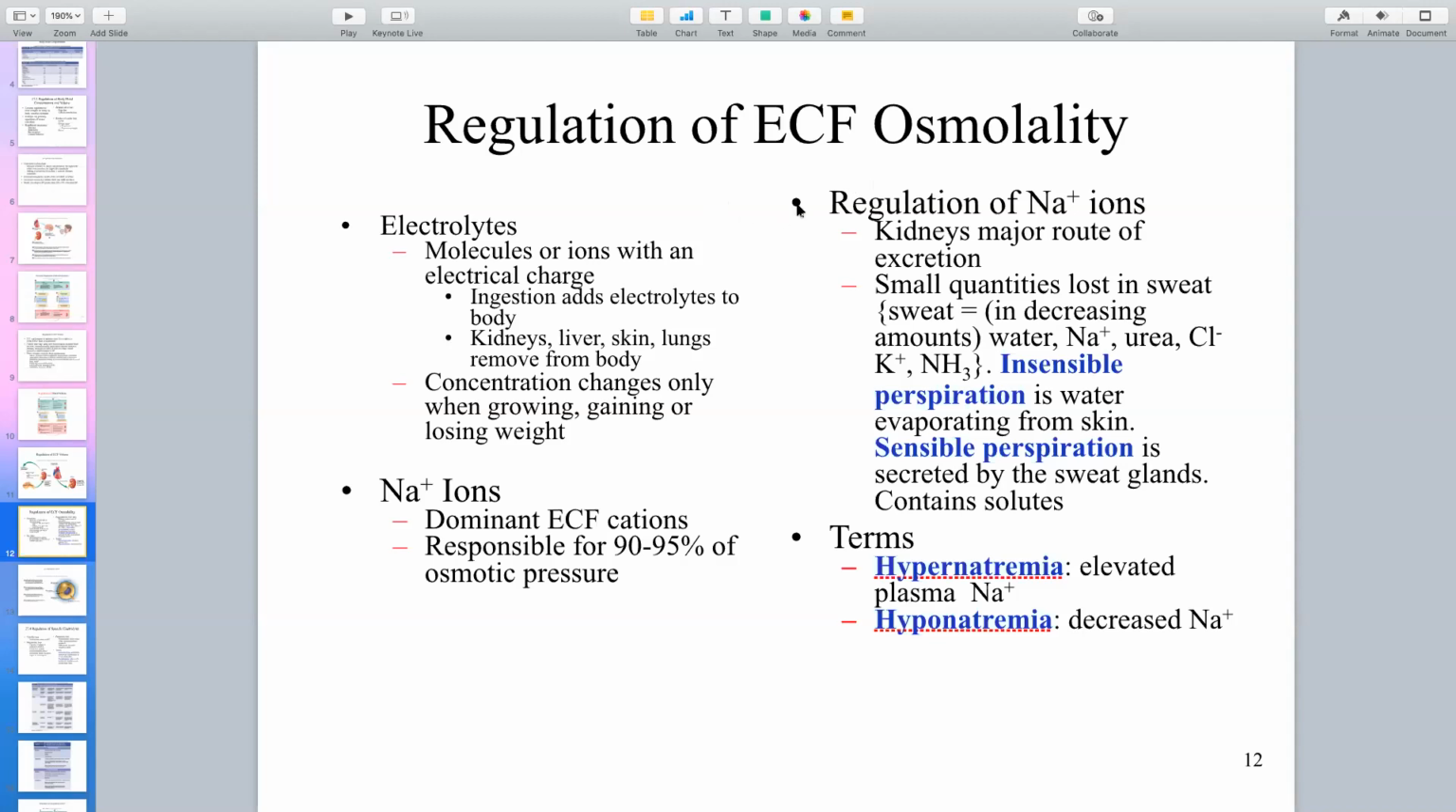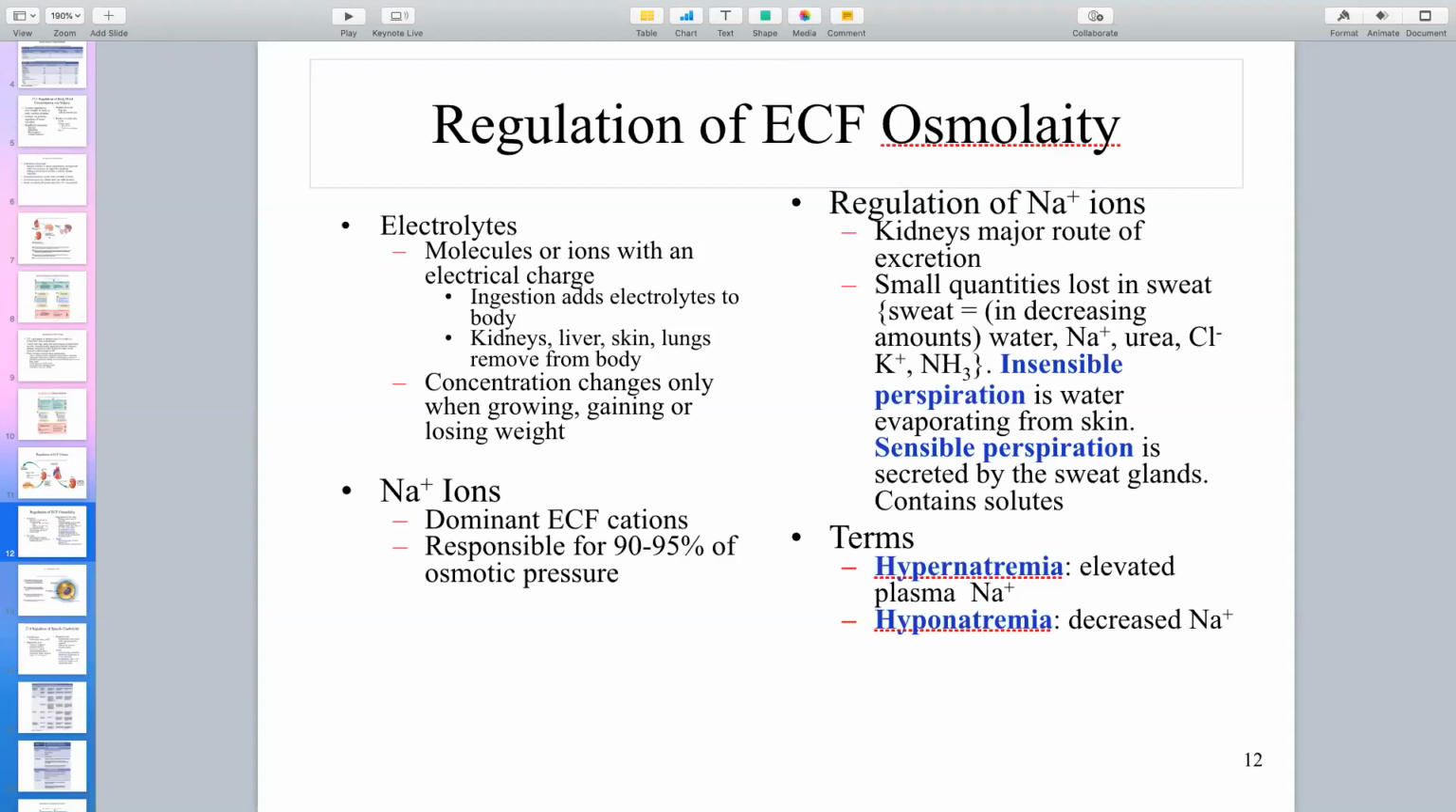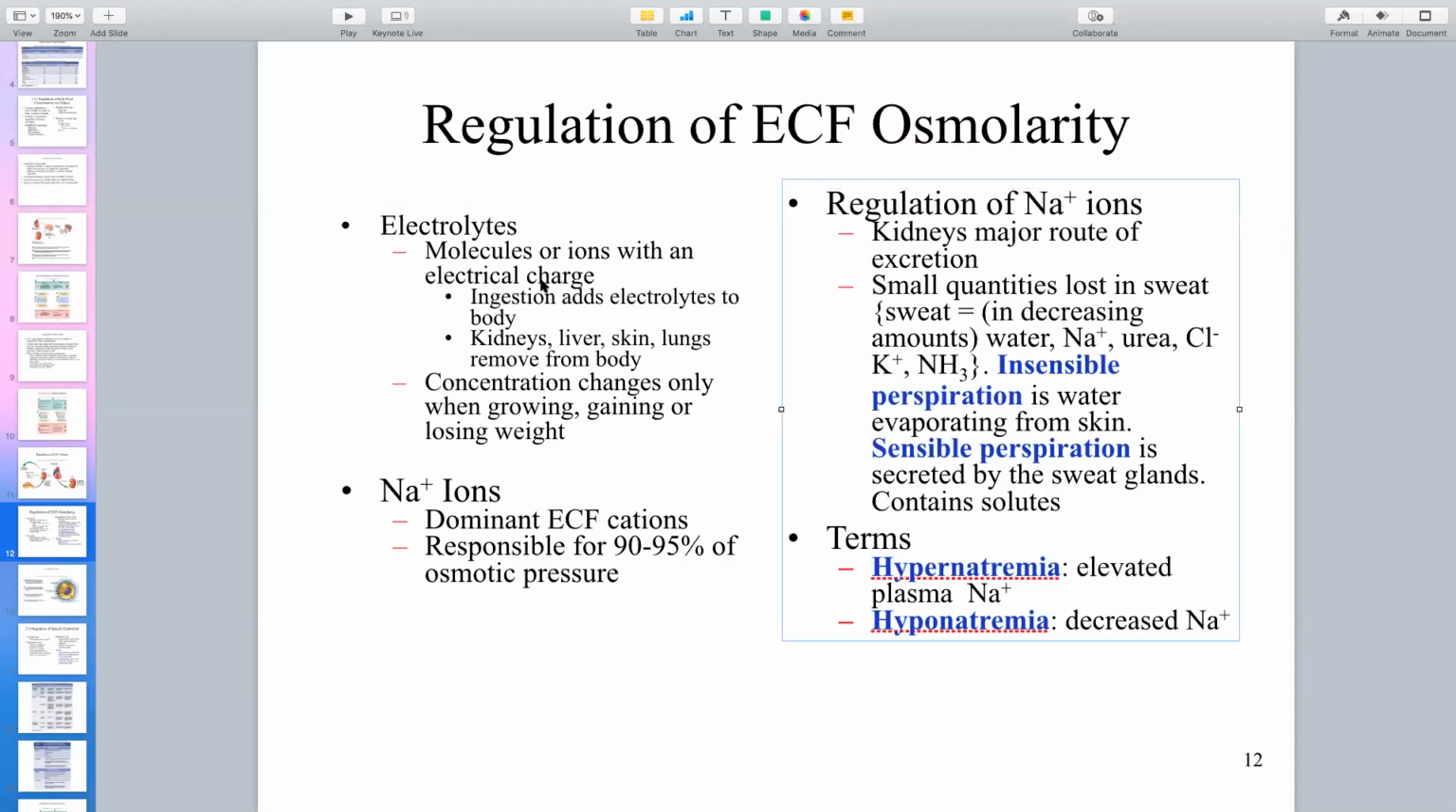Regulation of extracellular fluid osmolarity. These are the electrolytes, molecules, and or ions with an electrical charge. Again, electrolytes are usually our salts, right? Ingestion adds electrolytes to the body. Kidneys, liver, skin, lungs can remove it from the body. Concentration changes only when growing, gaining, or losing weight. In other words, our electrolyte levels should be pretty normalized based on our weight, our age right here.